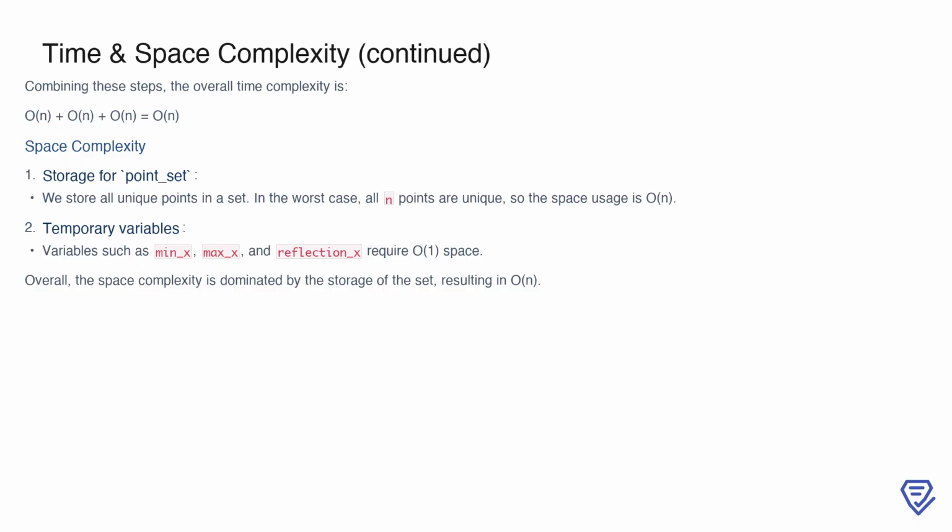Now let's consider the space complexity. The main contributor to space usage is the point_set, which stores all unique points from the input. In the worst-case scenario, where all points are unique, this requires O(n) space. Beyond this, the algorithm uses a few temporary variables like min_x, max_x, and reflection_x, each of which requires constant space, or O(1). Therefore, the overall space complexity is dominated by the storage of the set, resulting in O(n).